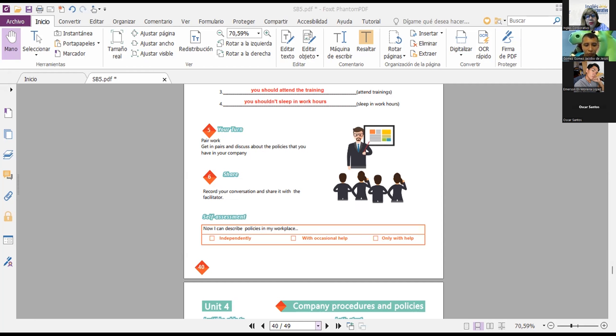For the call, on the contrary, you should make your phone call last a few minutes, last fast. You should make a fast phone call. Tú deberías ser rápido, ¿verdad? ¿Cómo diríamos? Fast. No llegar borracho al trabajo.